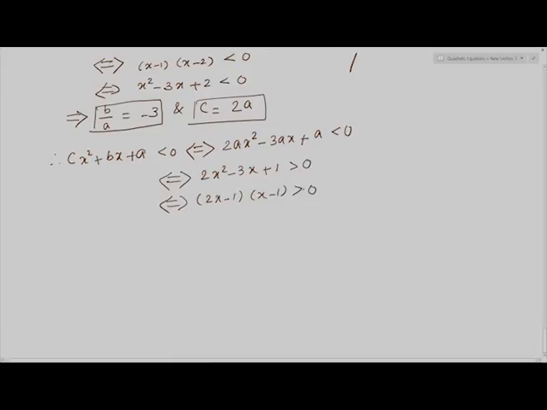Now, using the sign graph we can see that both the terms have to be positive or both the terms have to be negative, so that the product will be positive. Therefore, now I can write down the solution set: it is from minus infinity to half union 1 to infinity. Okay. So, this is the solution to this problem.